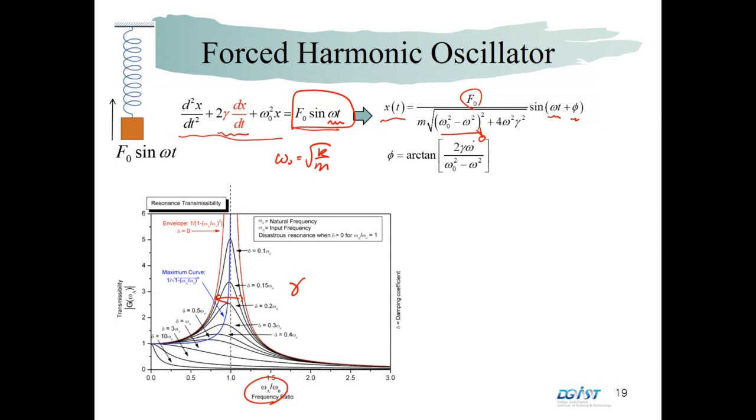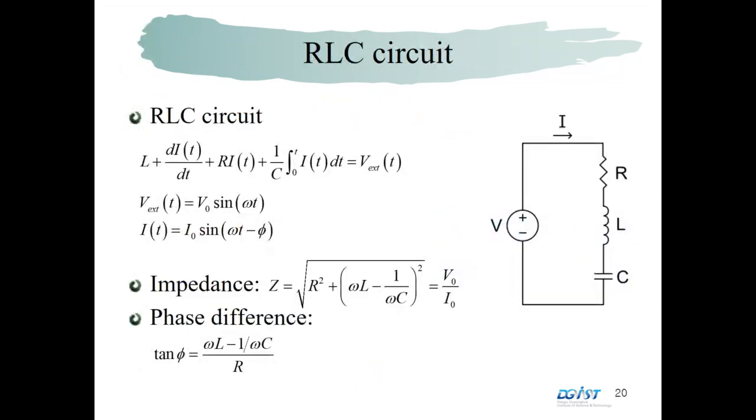So please try to find this solution by yourself. Yeah, from here to here. That's a good exercise. And also, you may think about the RLC circuit. If we have a resistance, inductor, and capacitor in series, when we apply the external time-varying driving voltage in this form, we can measure the current as a function of time.